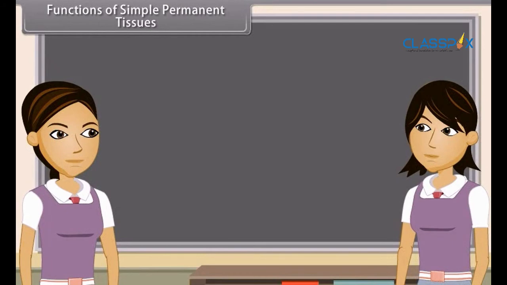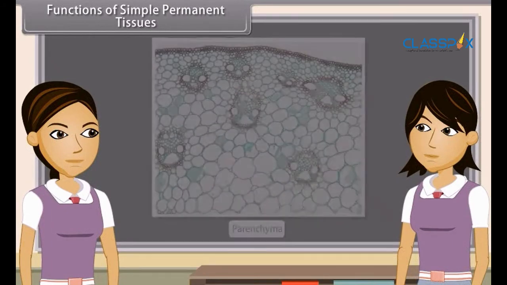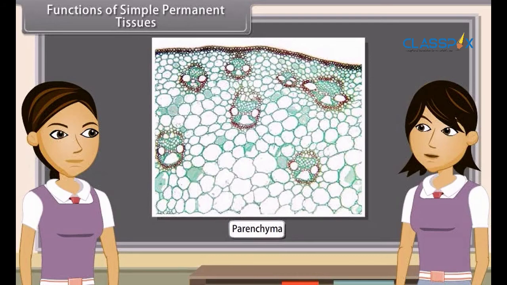Functions of simple permanent tissues. Parenchyma serves as a packaging tissue to fill the spaces between other tissues and maintain the shape of the plant due to its turgid cells. It also stores and assimilates the food. Transport of material occurs through cells or cell walls of parenchyma. Their intercellular spaces allow gaseous exchange. They also store waste products of plants like tannin, gum, resins, etc.